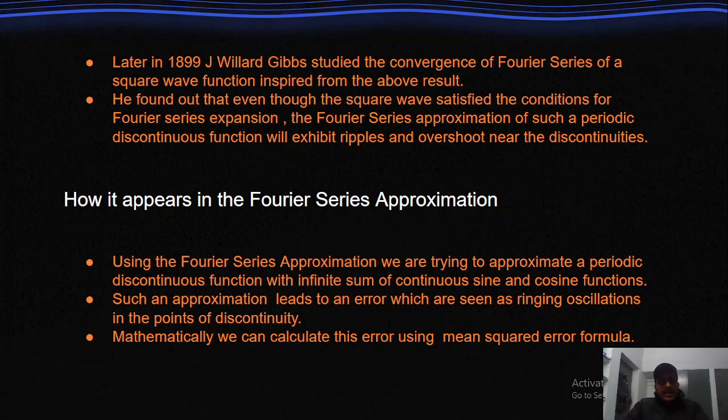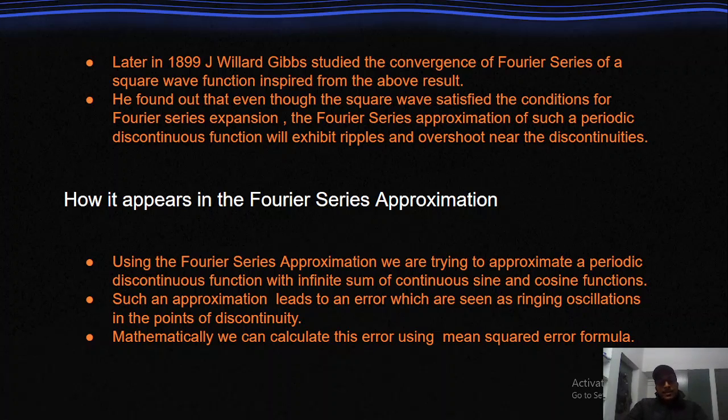Later in 1899, J. Willard Gibbs studied the convergence of Fourier series for a square wave function inspired from the above result. So he found that even though the square wave satisfied the conditions for Fourier series expansion, which were the three conditions we discussed previously, the Fourier series approximation of such a periodic discontinuous function will exhibit ripples and overshoot near the discontinuities. So, how it appears in the Fourier series approximation.